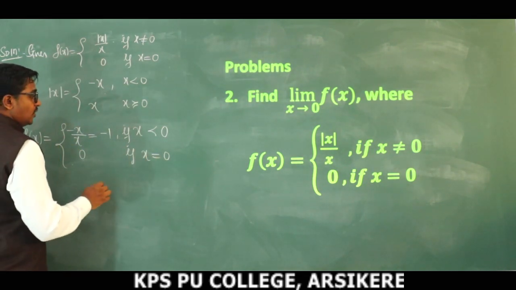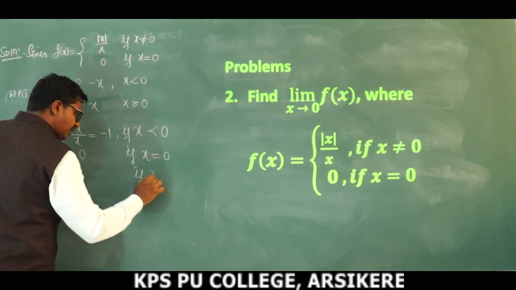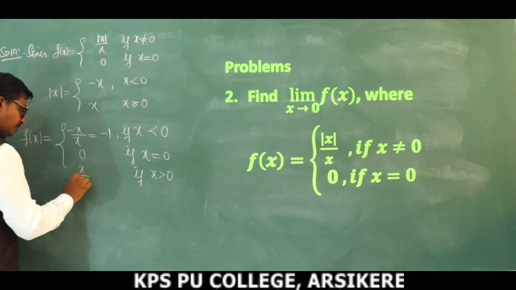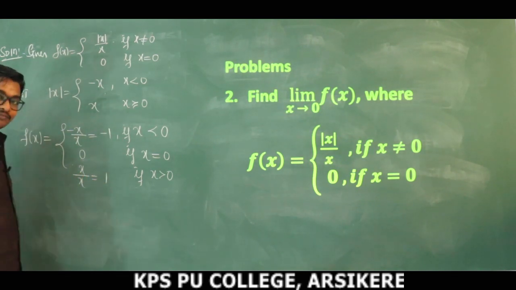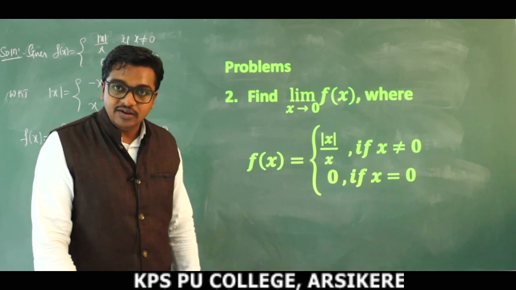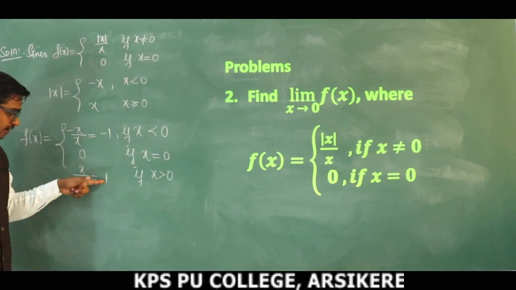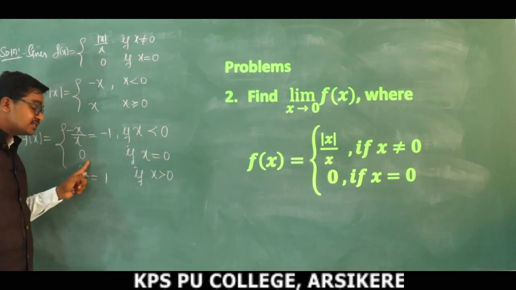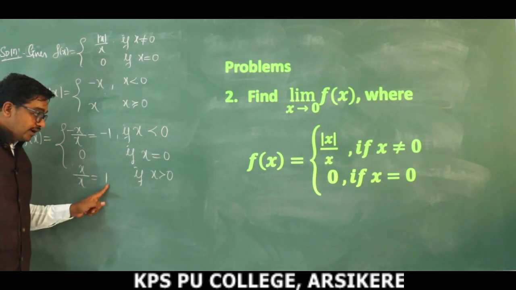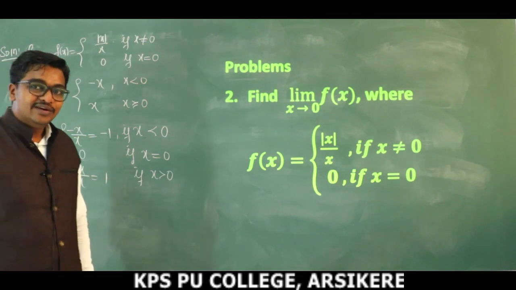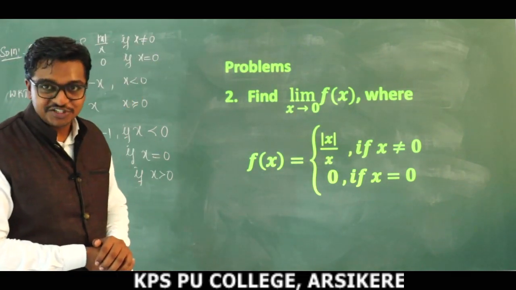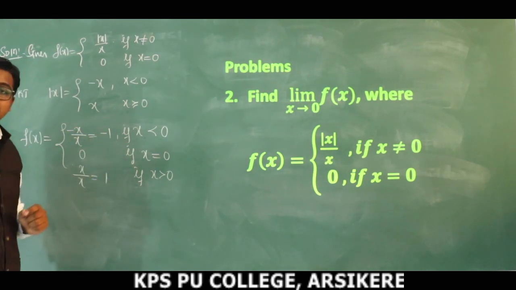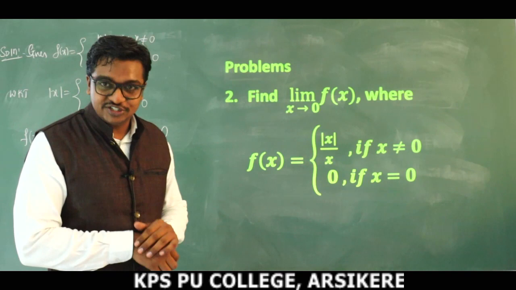And for the last one, when x is greater than 0, mod x is always x, therefore x divided by x is equal to 1. Therefore the function takes three values: minus 1, 0 and 1. Minus 1 when x is less than 0, and it is 0 when x is 0, and it is 1 when x is greater than 0. Remember the signum function, they are the same nature, right? So this is what they have given, the function f of x is nothing but the signum function.